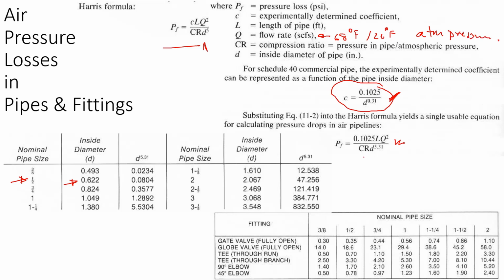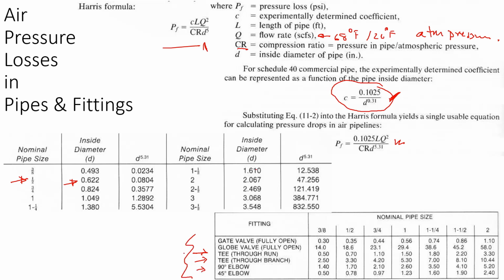Now, CR is the compression ratio. It's one single thing, which is the pressure inside the pipe divided by the atmospheric pressure, and L is the length. Now, to calculate length, we have to also consider fittings like T's, 90-degree elbows, 45s. So we have fittings, not just the pipe.